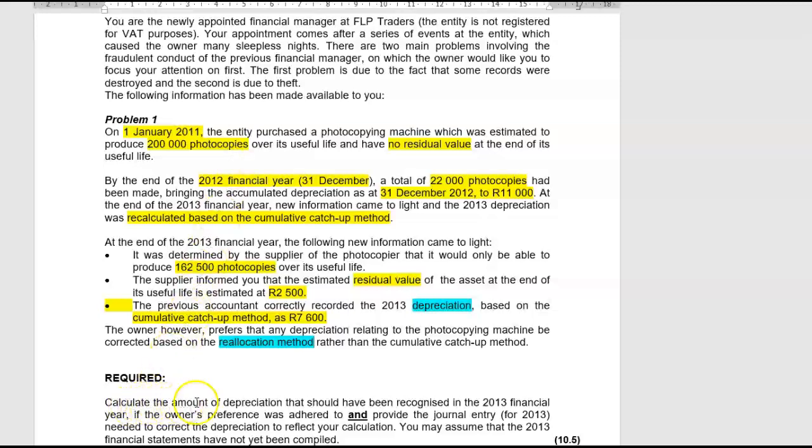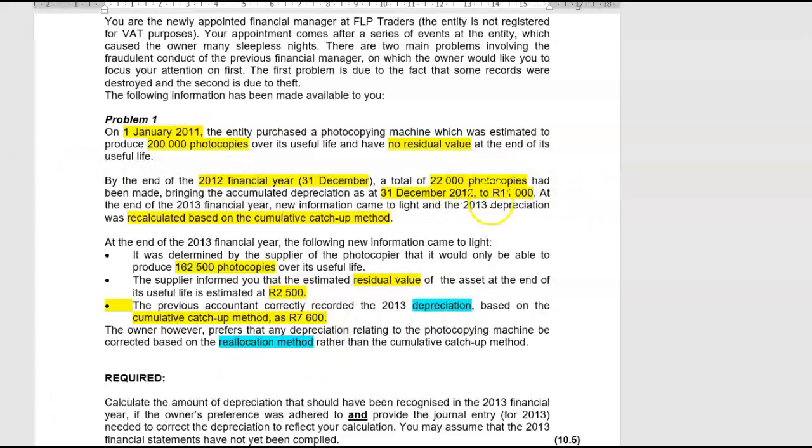They require from us to calculate the amount of depreciation that should have been recognized in the 2013 financial year if we had worked on the reallocation method, the owner's preference, and we have to provide the necessary adjustment journal entry in order to rectify our depreciation, which was passed equal to 7,600. Good. So we need the cost price of this asset.